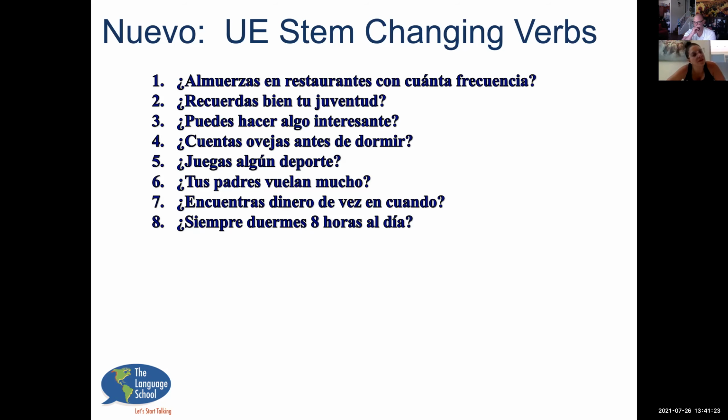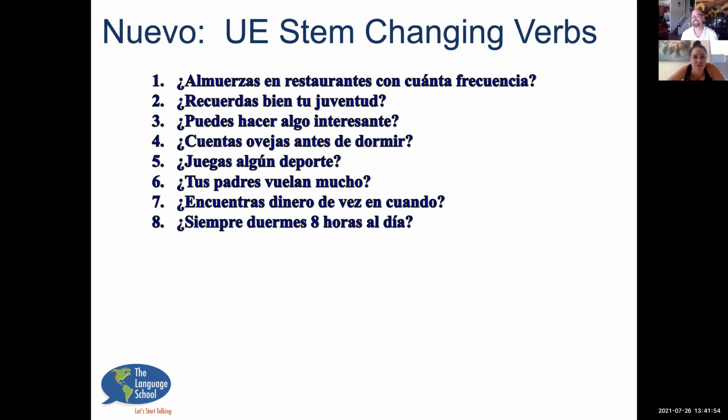No recuerdo bien, no. ¿Puedes hacer algo interesante? Can I do something interesting? Sí. No hago nada interesante. Nada interesante. Sí, tú hablas italiano, para mí es muy interesante. Okay.